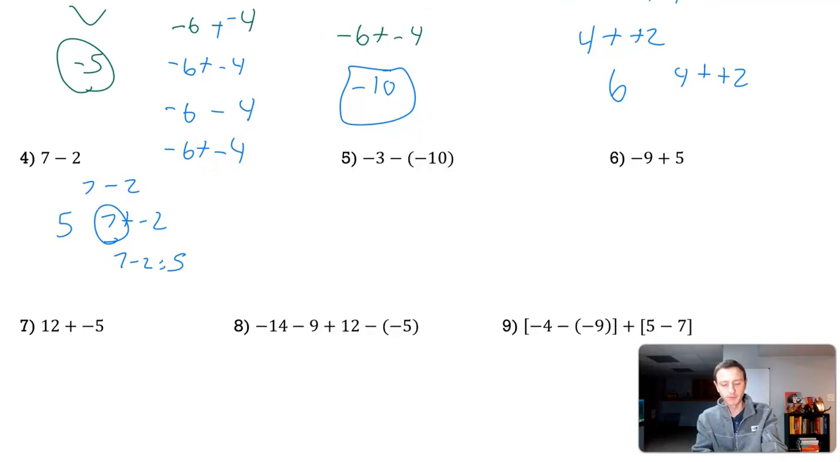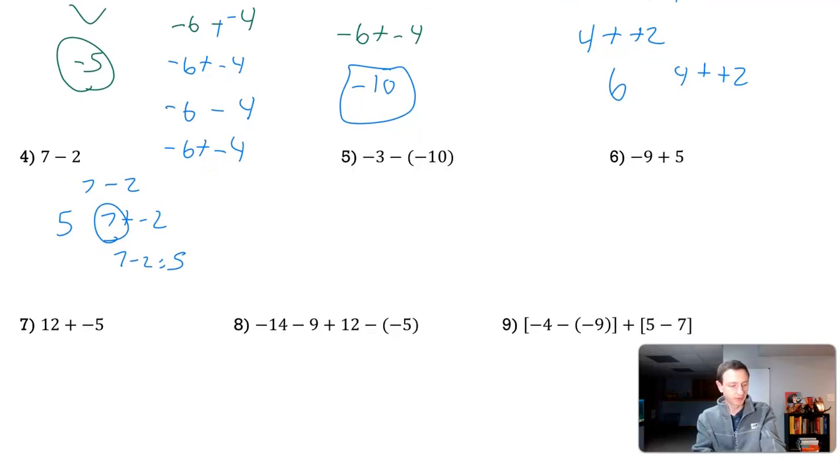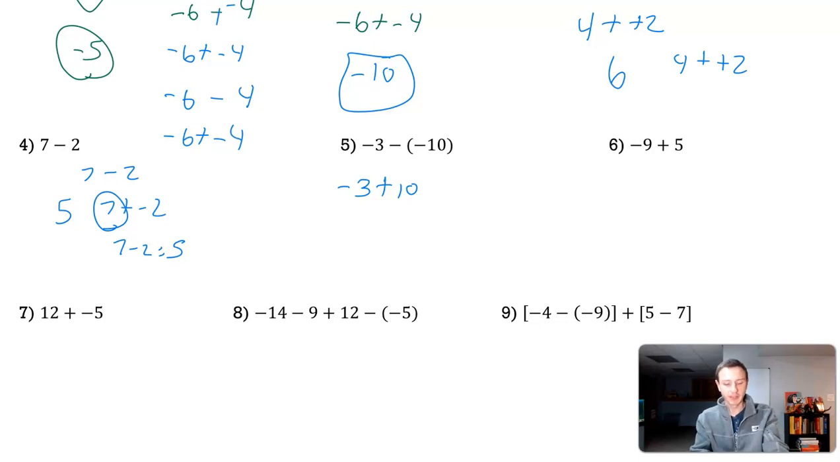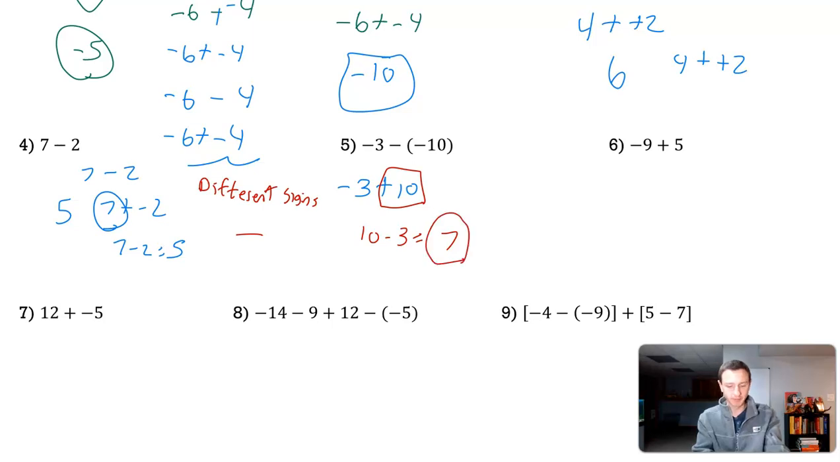Let's apply that to number 5. Negative 3 minus a negative 10. Just like I talked about, if you're subtracting a negative, you're really adding 10. Now we have different signs. Different signs, you subtract, and it's an addition problem. So negative 3 plus 10, you do 10 minus 3, which is 7. The bigger number was positive, so it stays positive 7.